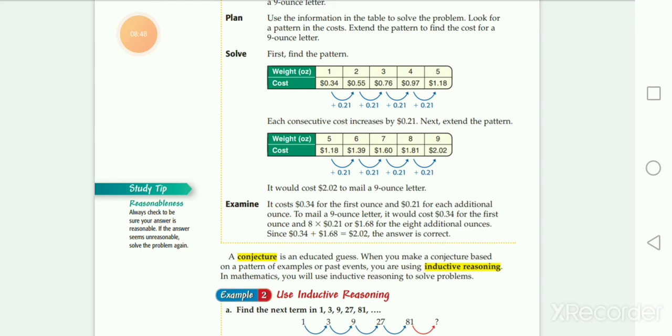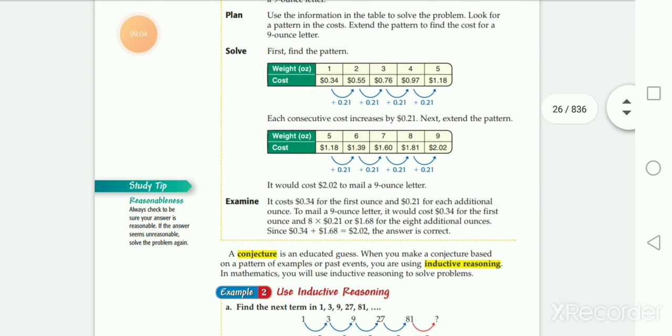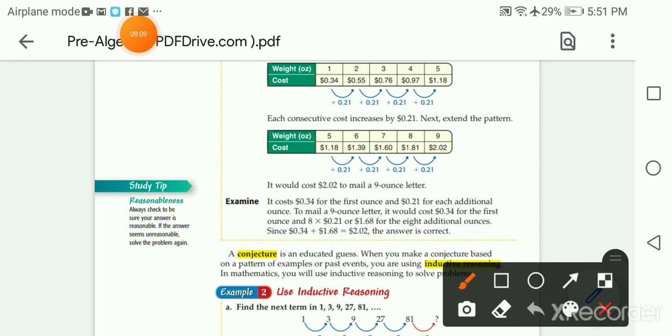Next, extend the pattern. We have here 5, 6, 7, 8, 9. Every time I add 0.21, it's easy now. So it would cost $2.02 to mail a 9-ounce letter. Okay, dear students.